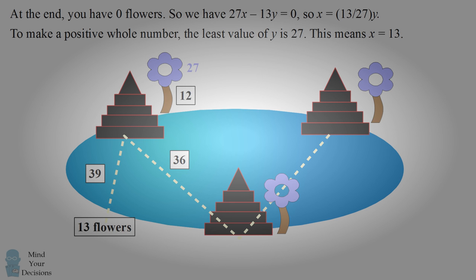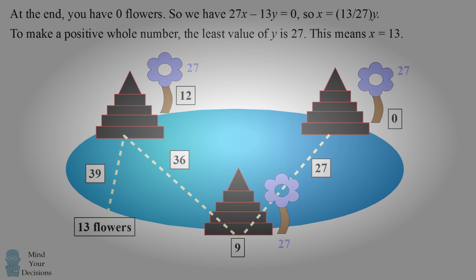This triples to be 36. We leave 27 flowers at the second temple, which leaves us with 9 flowers. This triples when we swim in the pond to be 27. We then leave those 27 flowers at the final temple, which leaves us with 0 flowers. So that's the solution to this problem.